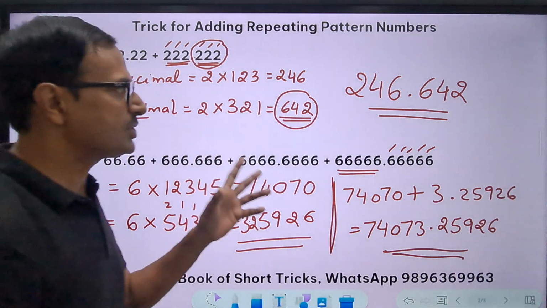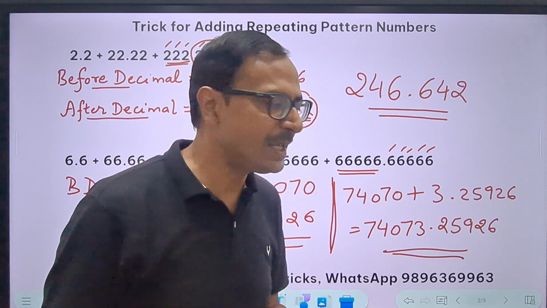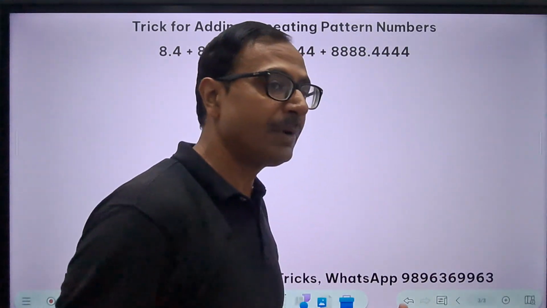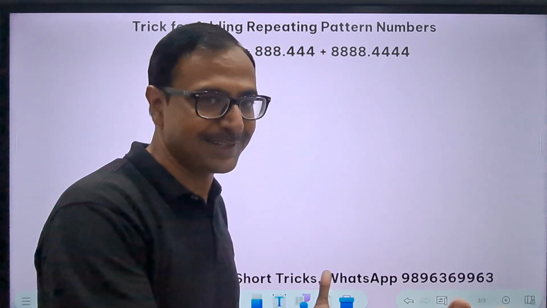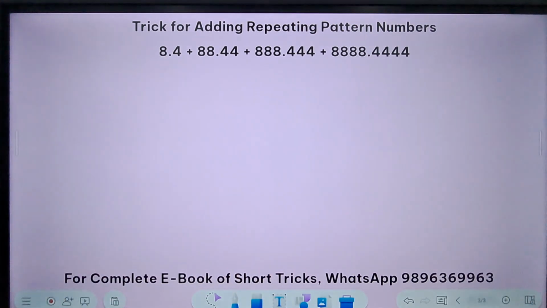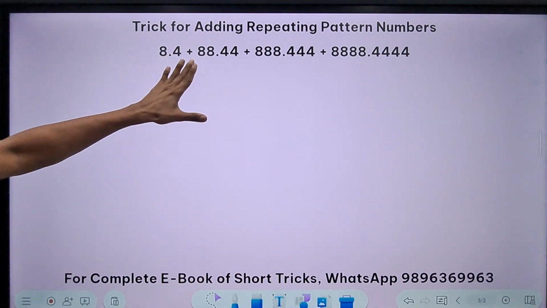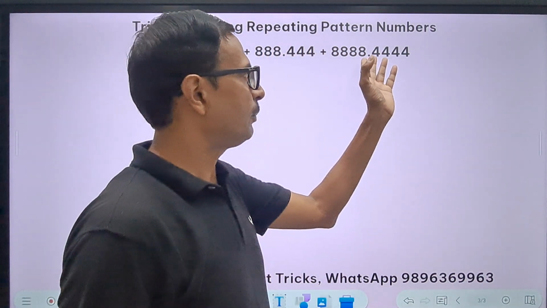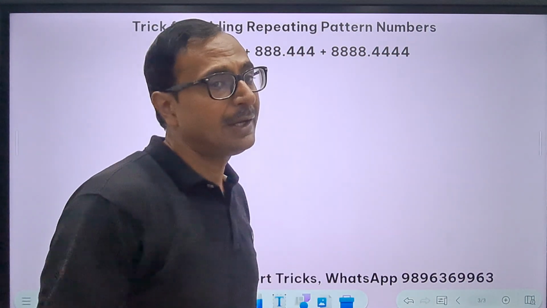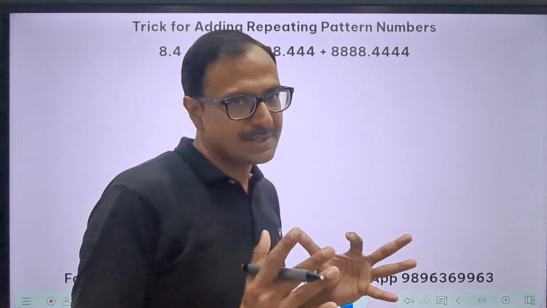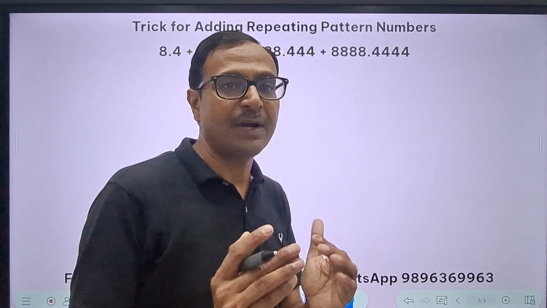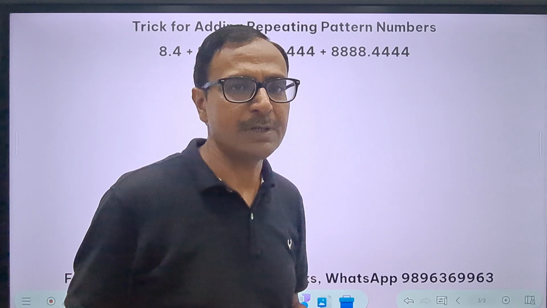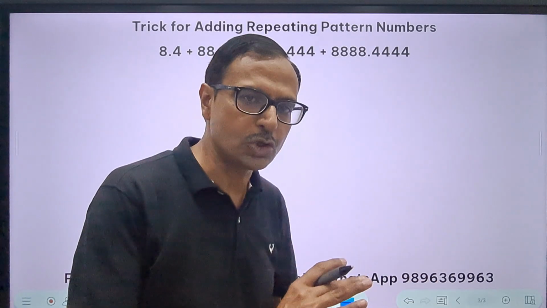Now sometimes the situation can be little tricky when we have different number before the decimal and after the decimal. Like you can see a question written here in which we have 8.4 and then 88.44, then 888.444, 8888.4444. Now again the pattern is same, but the digit is different before the decimal and after the decimal. So let's see how we can do this also.